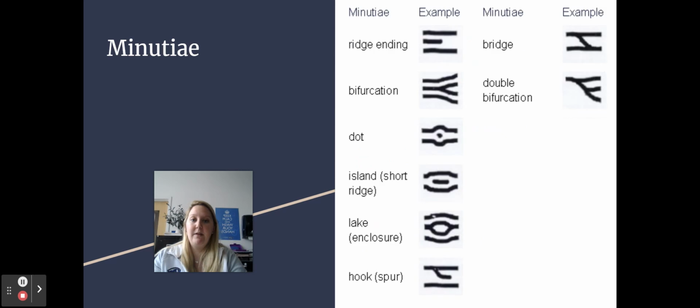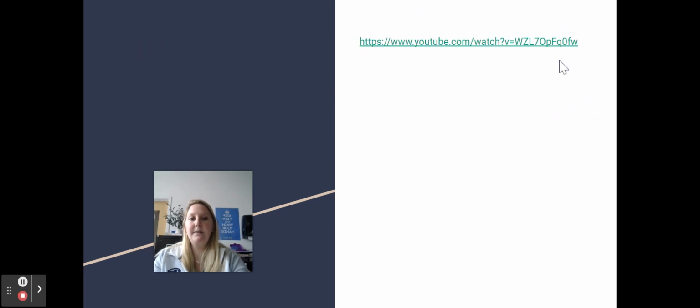twice. Visually, here is our ridge ending, our bifurcation, that ridge splitting twice, a dot, an island, a lake, which is also called an enclosure, a hook, which is also called a spur, a bridge, and then a double bifurcation. This is a YouTube video you can watch for reference.